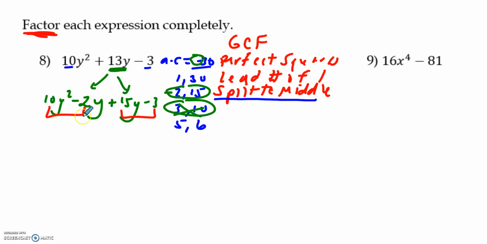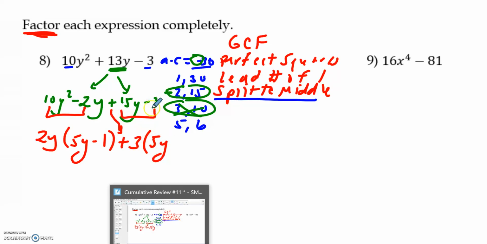So if I look at my first 2, I notice that my greatest common factor is a 2y. So if I take that out of both, 10 divided by 2 is 5. Y out of y squared is 1y left. Negative 2 divided by 2 is minus 1. Y divided by y is gone. Close parenthesis. If I look at my second pair, the greatest common factor is going to be 3, and I'm going to carry down that plus sign. So I'm going to take out a 3. 15 divided by 3 is 5. The y stays. Negative 3 divided by 3 is negative 1.